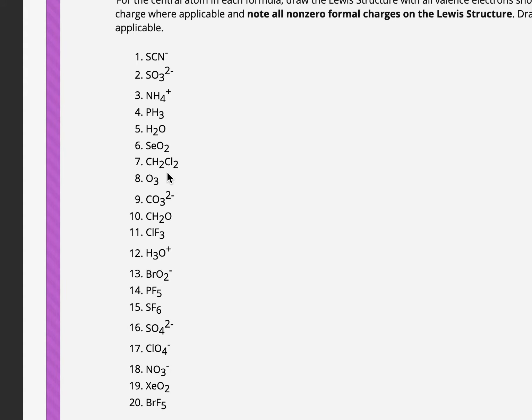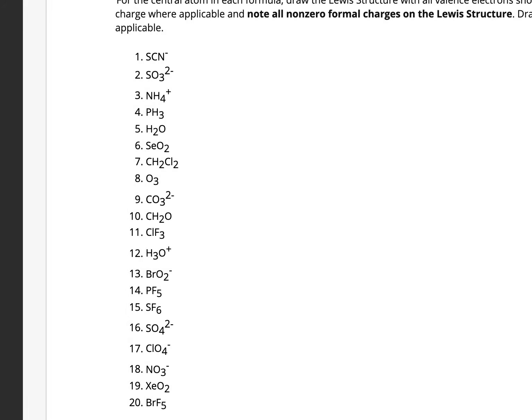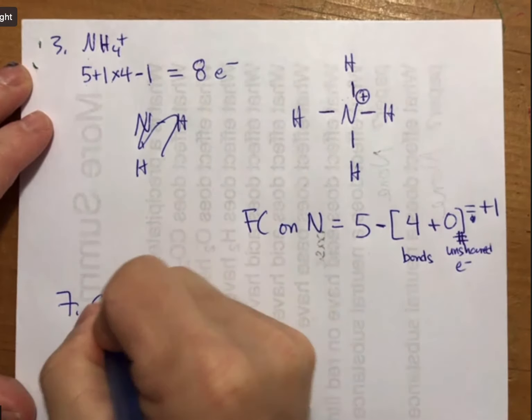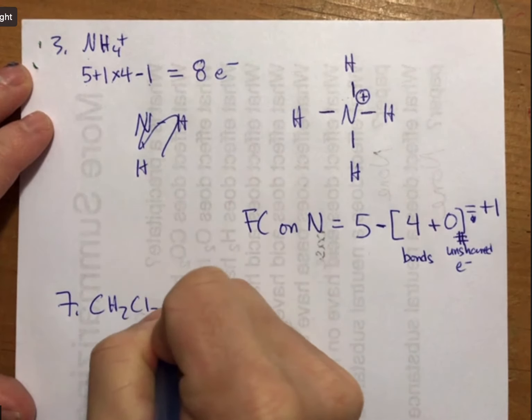Oh, here's a good one. Well, they're all good. How about 7? We'll start there. And 7 is CH2Cl2.